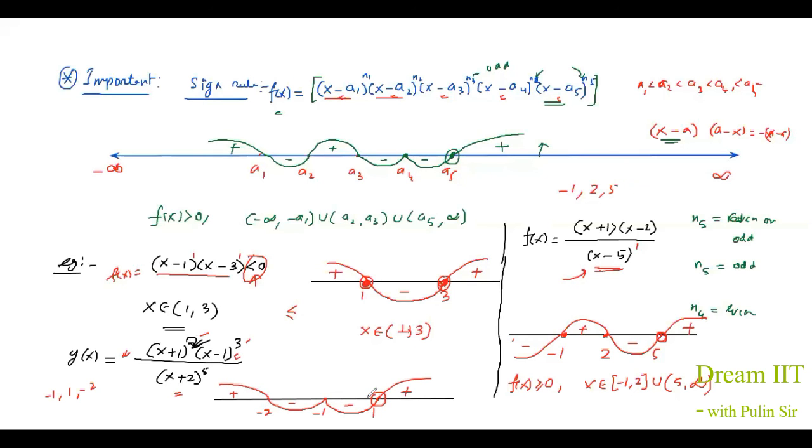So now it is very, very clear. Now, if somebody asks you, please tell me where my values will be less than or equal to 0. So it will be what? You be very, very clear. This will not be included because it is in the denominator. So it is -2 to -1.